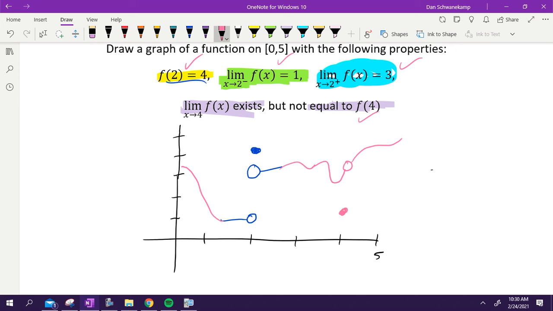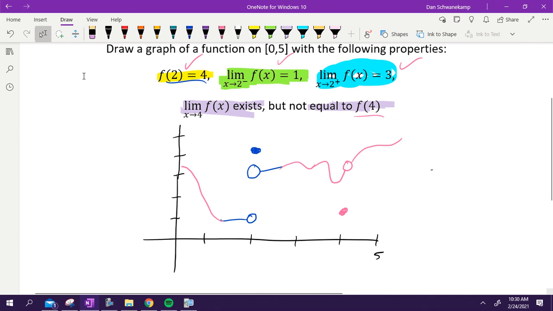Yeah, it could be. I don't love that, but technically you could. I would say that description, you could maybe leave it not a dot. I just need it to exist. f of 4, it didn't tell me what it's going to be. It just had to be existing.